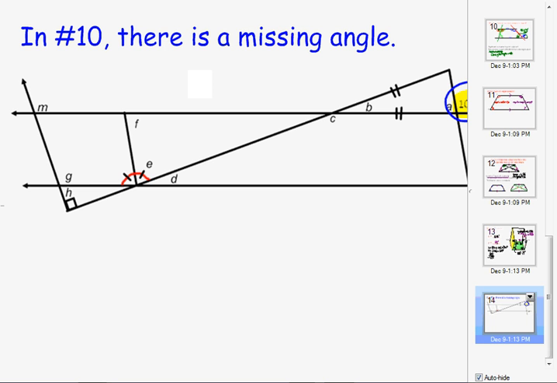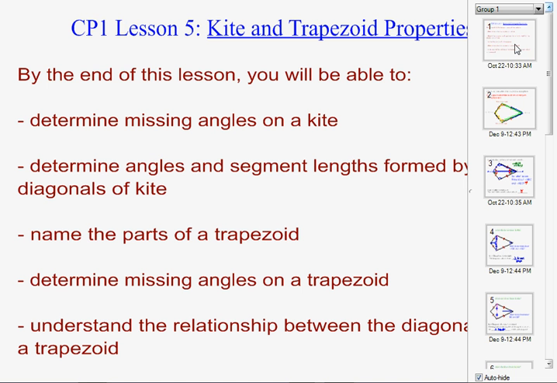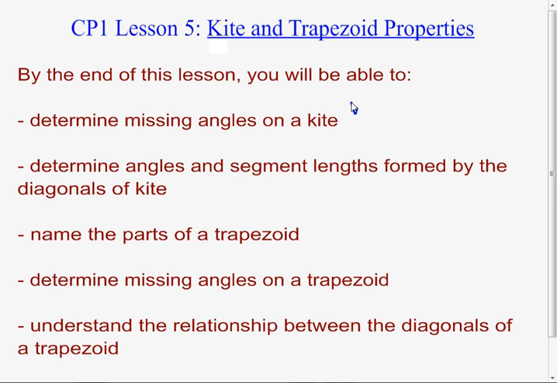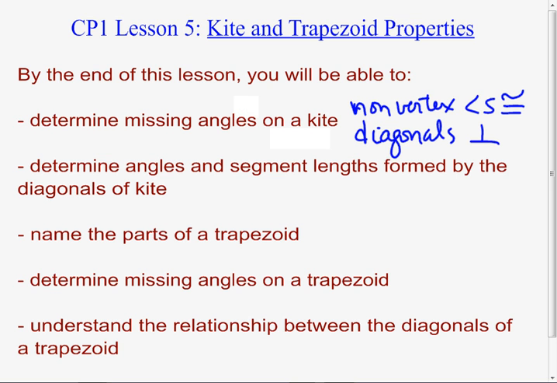So we learned a lot of things. Let's go back to the very beginning. And we found the missing angles on a kite. We found that the non-vertex angles are congruent. I had to think for a second. We have the diagonals are perpendicular. We actually have a perpendicular bisector in the kite. And we also have an angle bisector. The vertex angles are bisected. There's a lot of information.